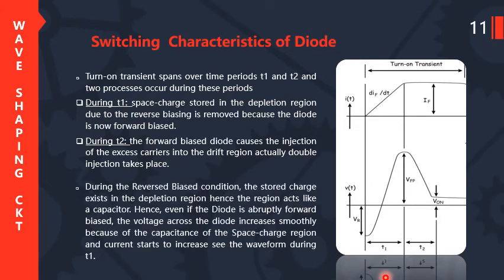During the reverse bias condition, the stored charge exists in the depletion region, hence the region acts like a capacitor. Hence, even if the diode is abruptly forward biased, the voltage across the diode increases smoothly because of the capacitance of the space charge region, and the current starts to increase. See the waveform. Normally after this region our current increases linearly, and at this particular point we get a constant value of current.